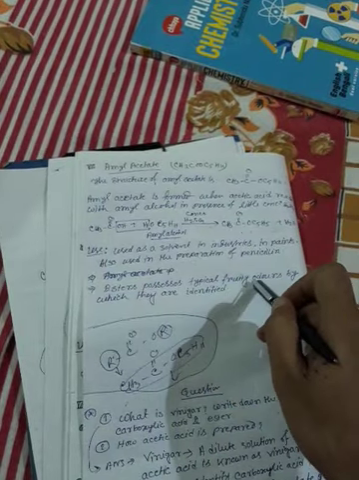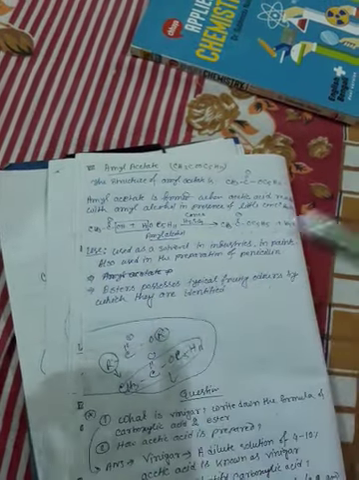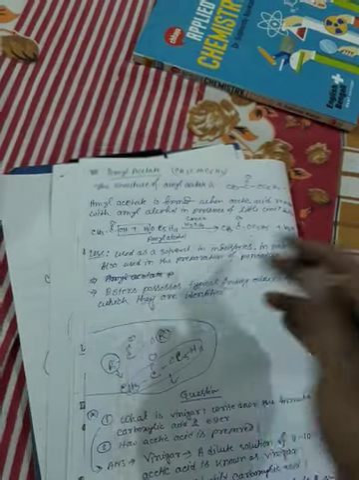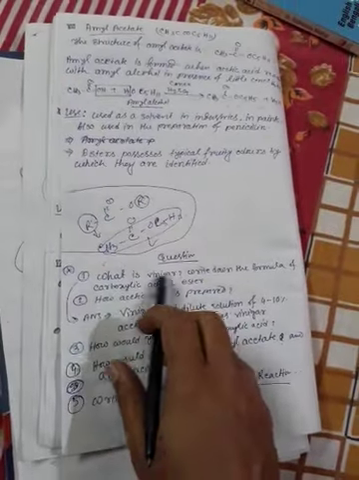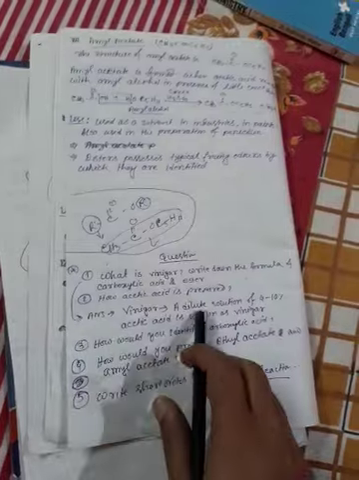So esters possess typical fruity odors by which they are identified. Okay, now the important questions from carboxylic acids and esters are, what is vinegar? We have already discussed vinegar.